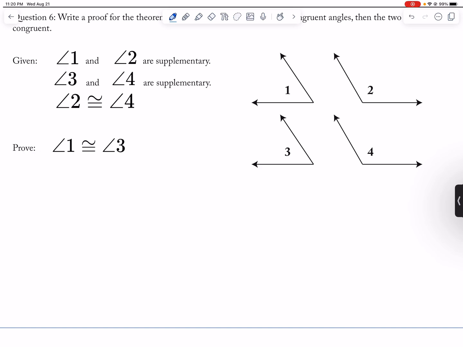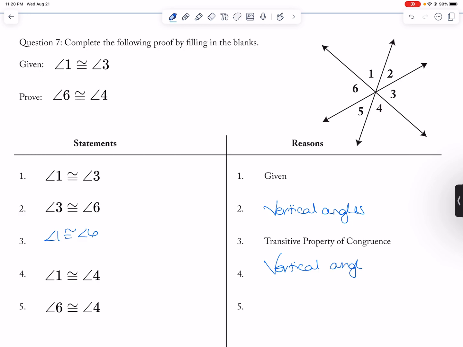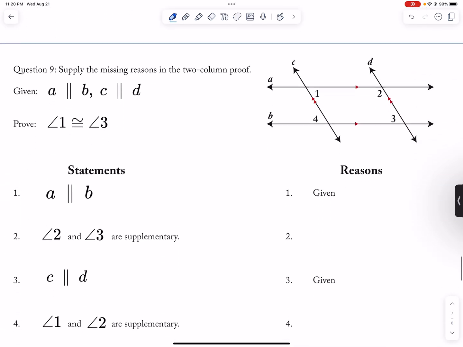Okay. So now we'll jump down to 7. So let's see. 3 is congruent to 6 because they're vertical angles. And then the transitive property would say that angle 1 is congruent to angle 6. And then 1 is congruent to 4 because of vertical angles. And then this is transitive property of congruence. And then there's 8, and then here's 9.